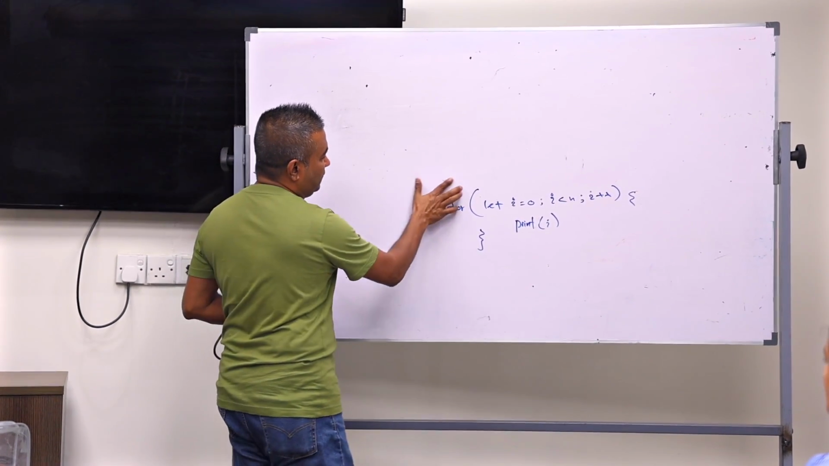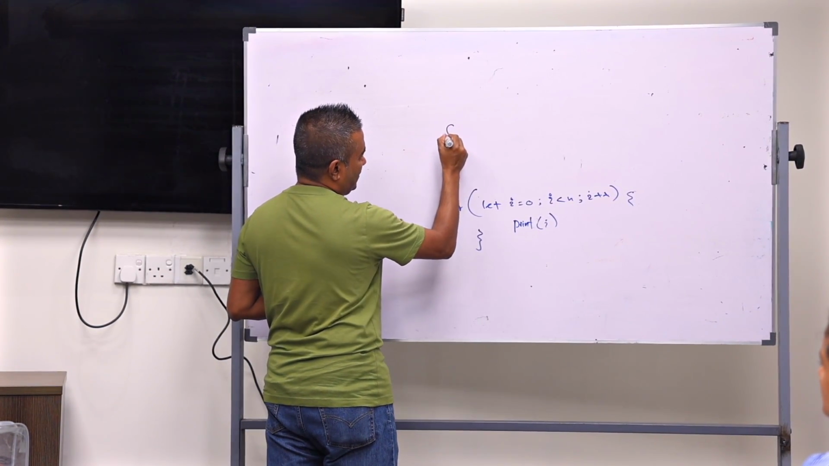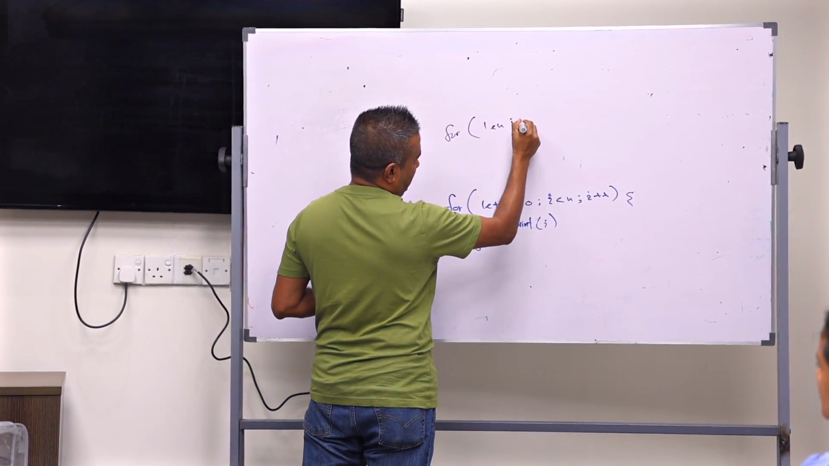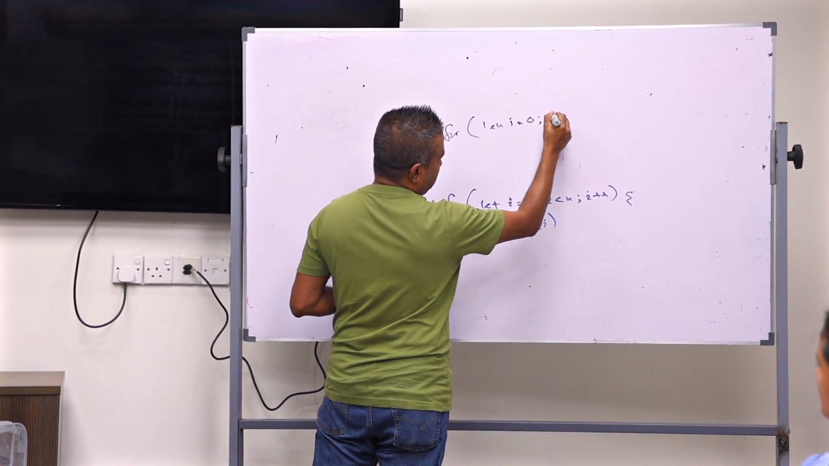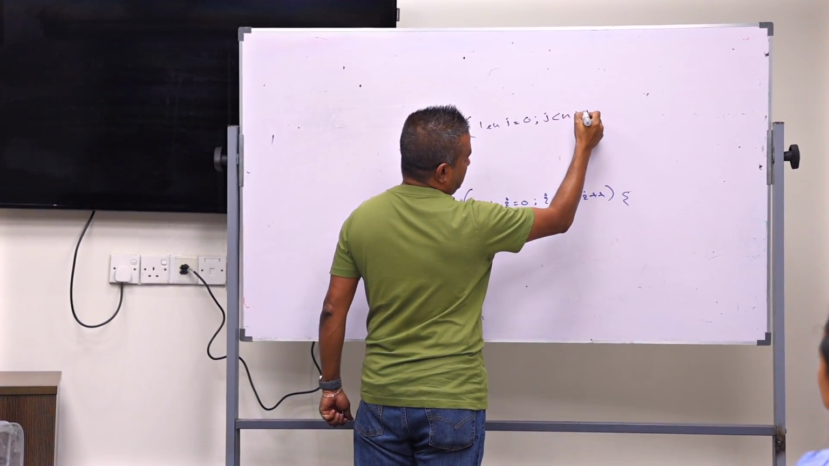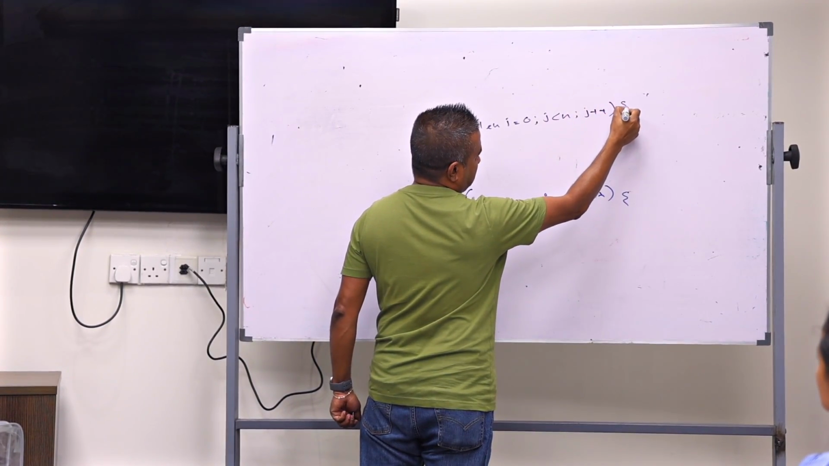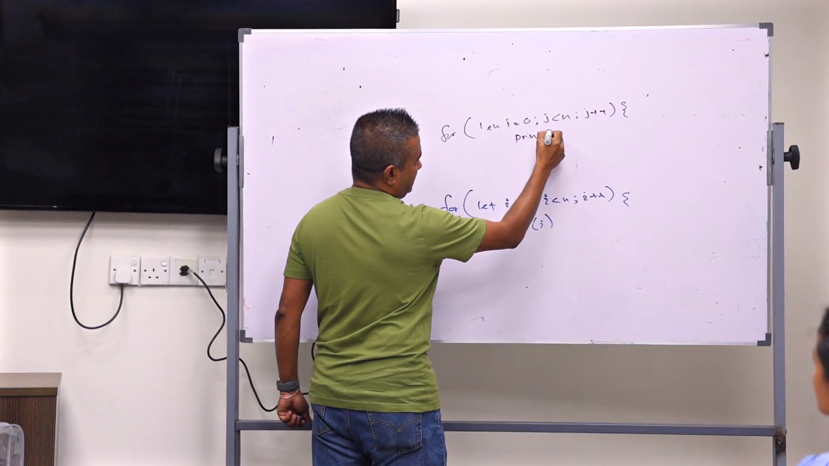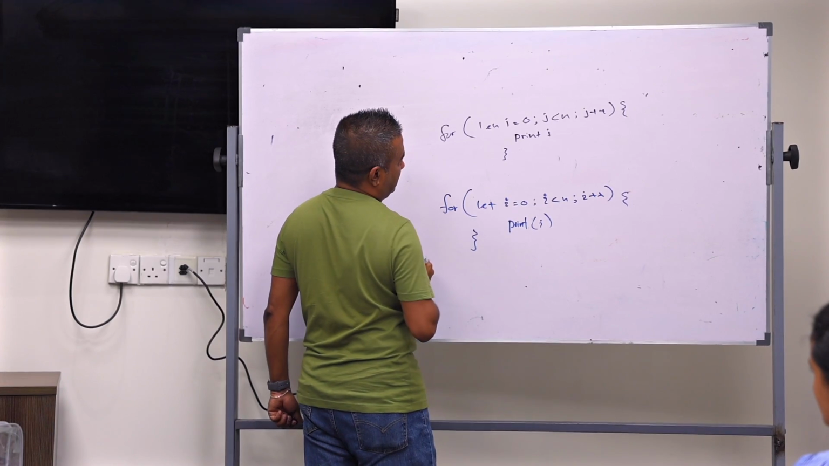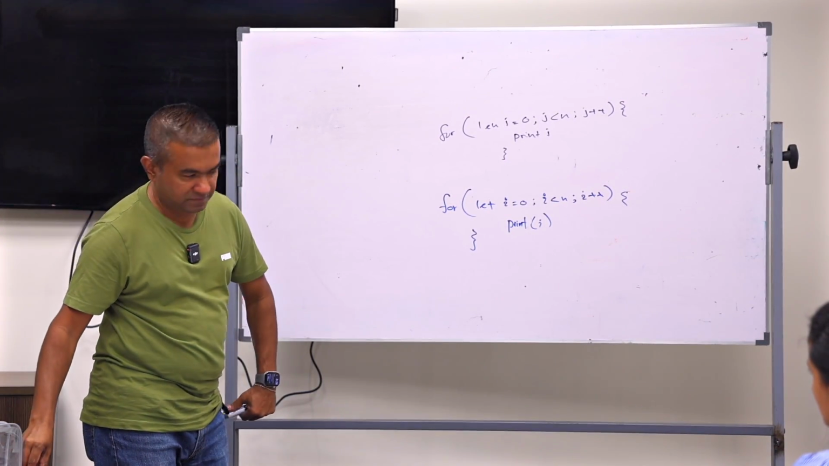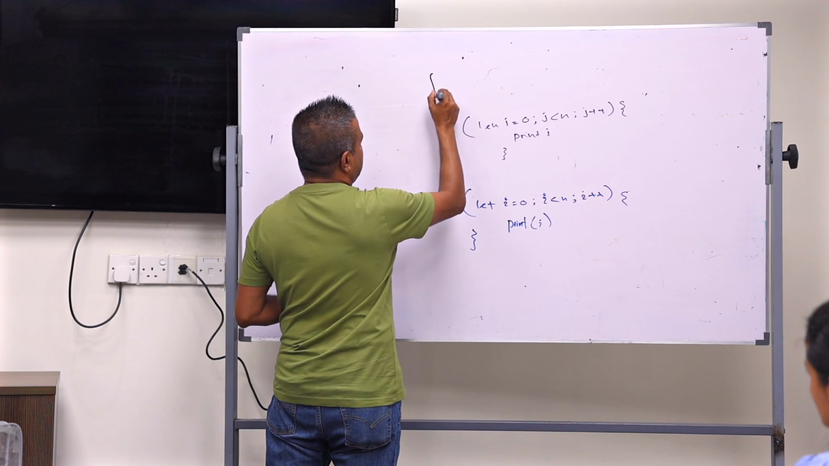I am going to add another for loop to this: for let j equal 0, j less than n, j plus plus, right, and then print j, right, and then again I am going to wrap this in a function, same.